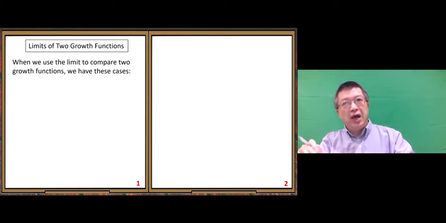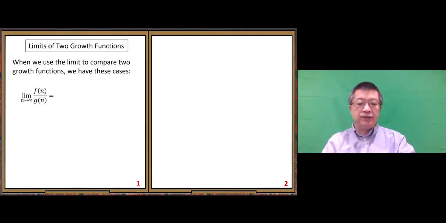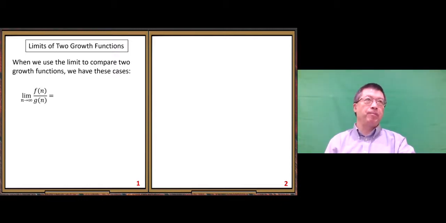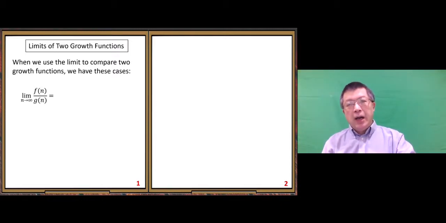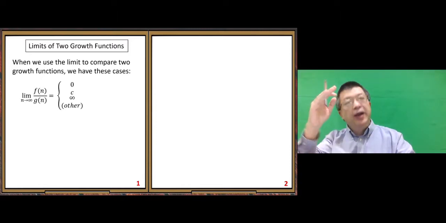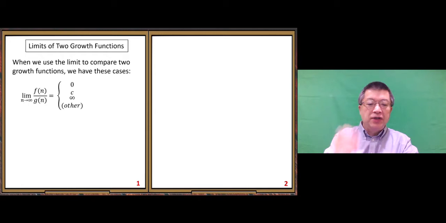Now let's do the ratio and take the limit. Let's try to find this limit. How many cases do we have? If we look at this limit, how many cases do we have? Here I give 4 cases. The limit equals 0. The limit equals a non-zero constant c.